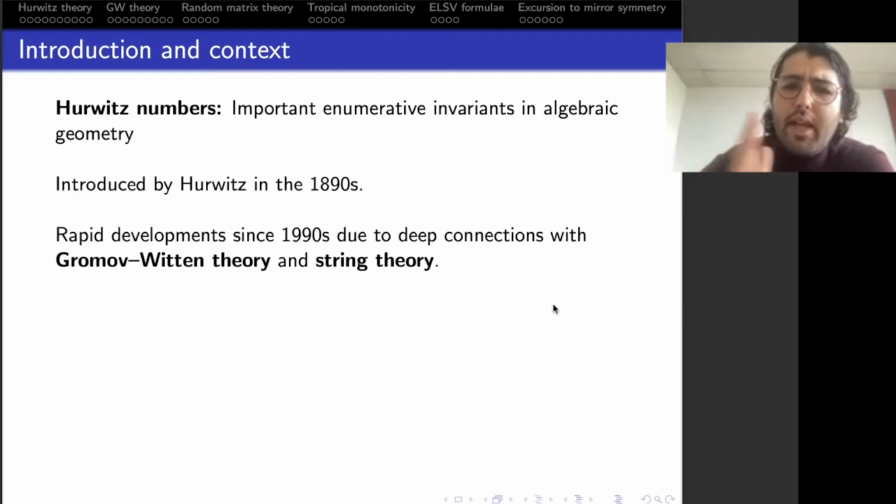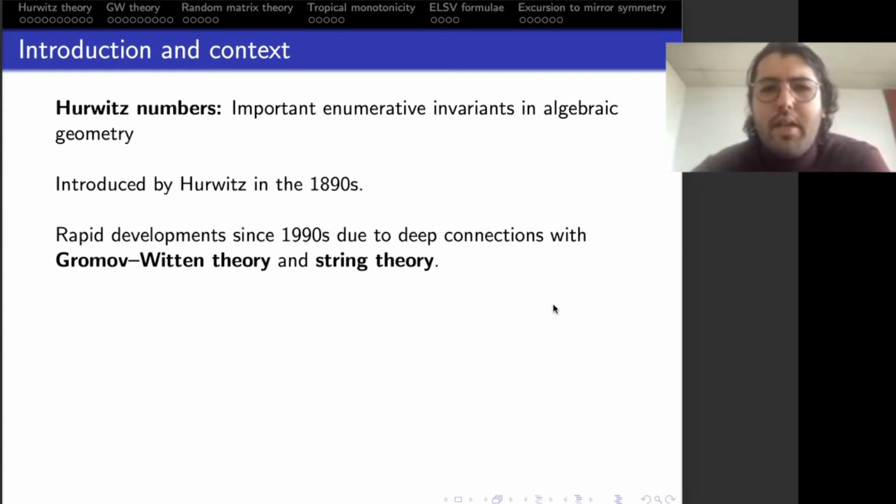After Hurwitz's work in the 1890s, he also published a paper, if I remember correctly, in 1901. After that, the study of Hurwitz numbers lay dormant for the majority of the 20th century. But this has radically changed since the 1990s. Since then, we have seen rapid developments in their study due to, at the time, newfound deep connections with Gromov-Witten theory and string theory.